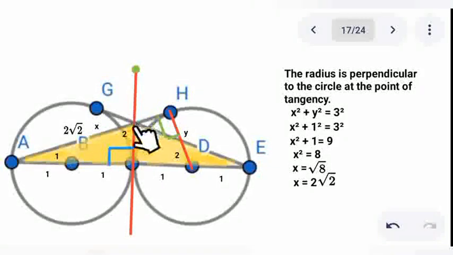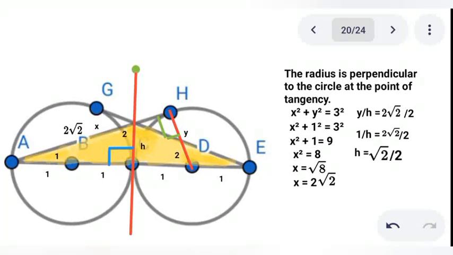Using the height, because again, this is now the height, we have y over h, because in similar triangles, the corresponding sides are proportional. So these two sides now are corresponding. You have y over h equals this side here, square root of 2 over 2, over the side corresponding to this, which is this one here, the longer leg. So that is now over 2. Now, since y is 1, because that's a radius, we now have 1 over h equals 2 square root of 2 over 2. Then we have h equals square root of 2 over 2.